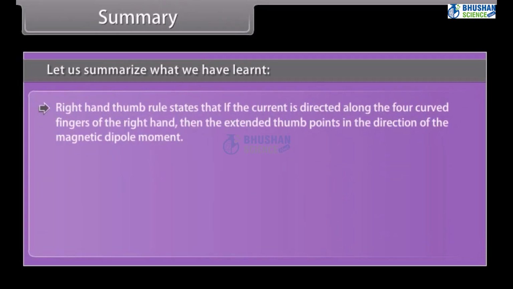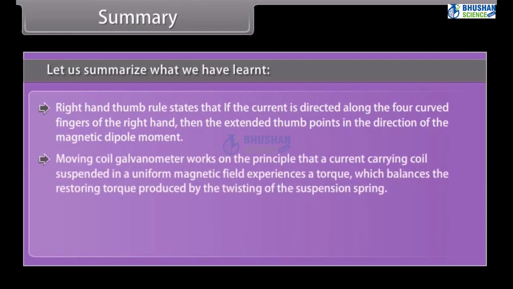Right-hand thumb rule states that if the current is directed along the four curved fingers of the right hand, then the extended thumb points in the direction of the magnetic dipole moment. Moving coil galvanometer works on the principle that a current-carrying coil suspended in a uniform magnetic field experiences a torque which balances the restoring torque produced by the twisting of the suspension spring.